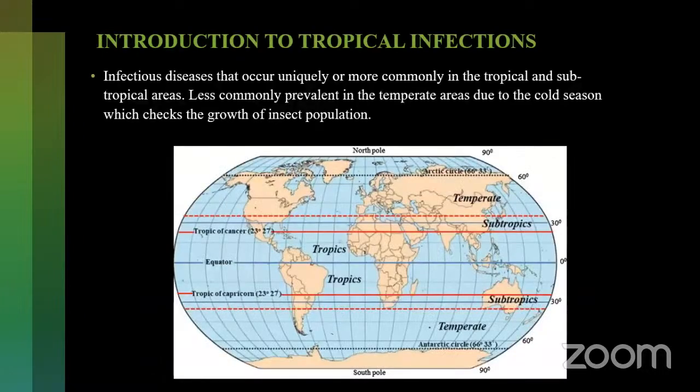Tropical infections are the infectious diseases that occur more commonly in the tropical and subtropical areas. These are less prevalent in the temperate areas because of the cold season, which checks the growth of the insect population. The tropics are the regions that lie on either side of the equator between the Tropic of Cancer and Tropic of Capricorn. It includes parts of Central and South America, Africa, India, and Australia.